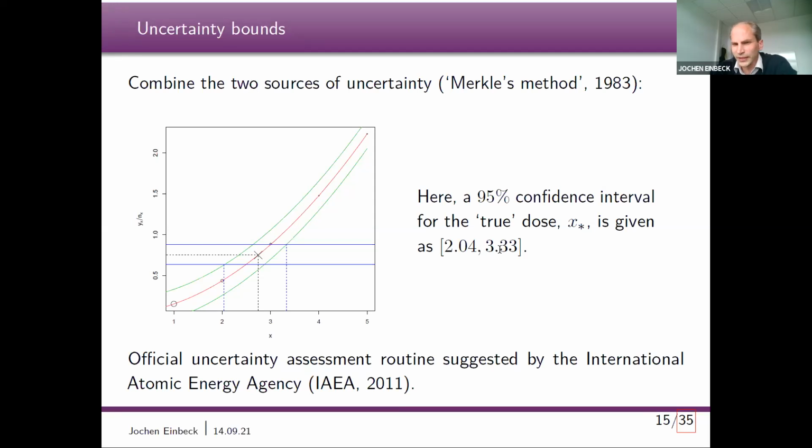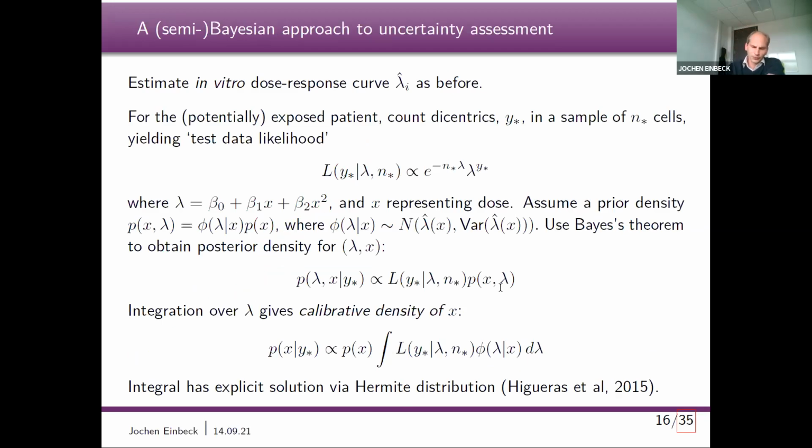That is not really difficult to implement, and this is also the official uncertainty assessment routine suggested by the International Atomic Energy Agency. What one is doing here, you can feel by looking at this image, is probably slightly over-counting, overstating, double counting to some extent the uncertainty. So this interval is really a bit wider than it would actually need to be. So people have recently started looking into approaches which are a bit more principled, and this includes Bayesian approaches.